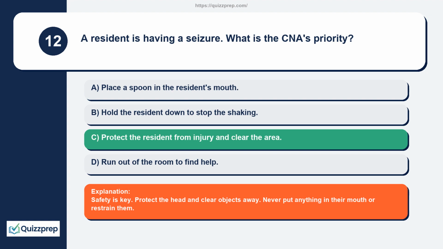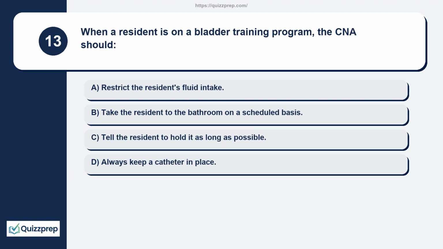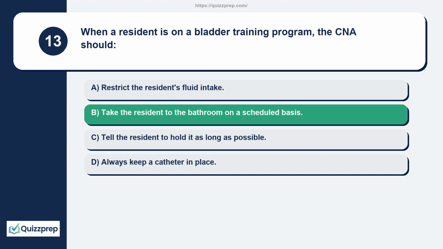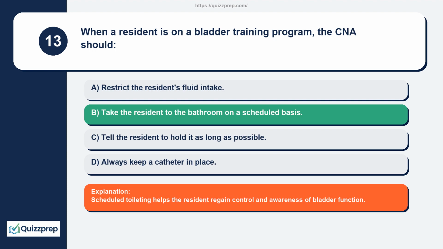Question 13. When a resident is on a bladder training program, the CNA should restrict the resident's fluid intake. Take the resident to the bathroom on a scheduled basis. Tell the resident to hold it as long as possible. Always keep a catheter in place. Scheduled toileting helps the resident regain control and awareness of bladder function.